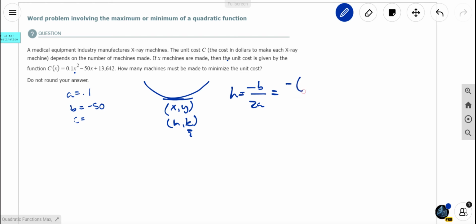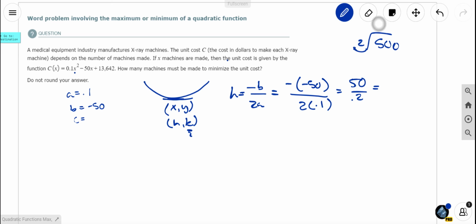All right, so it's negative of negative 50 over 2 times 0.1. And that will give you 50 over 0.2. And that's a lot. 50 divided by 0.2, it's like saying you have 50 bucks and you're dividing it by 20 cents, right? So move it over. It's 2 into 500. 2 goes into 5 twice. You get 4, 1, bring it down. 250. Okay, 250. That is your h.